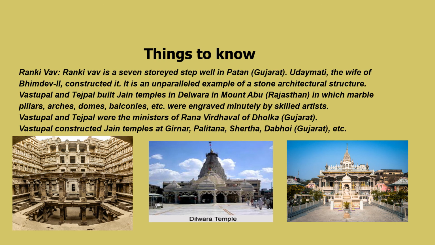Vastupal and Tejpal were the ministers of Rana Virdhwal of Dholka, Gujarat. Vastupal constructed Jain temples at Girnar, Palitana, Shatrunjaya, Dabhoi, Gujarat, etc. You can see on the right hand side of the screen the construction done by Vastupal. I hope children you understood this lesson. Kindly go through it and understand it well.